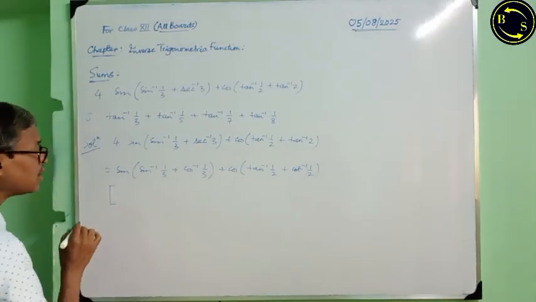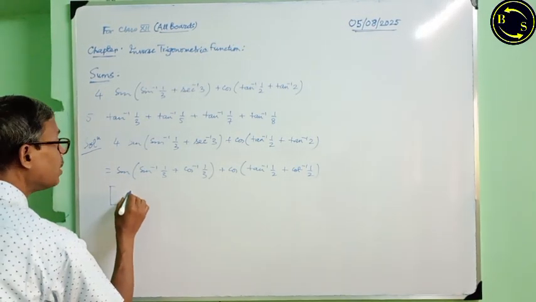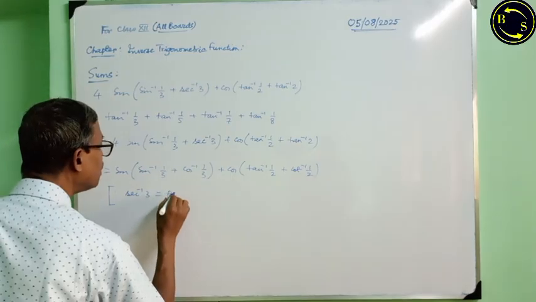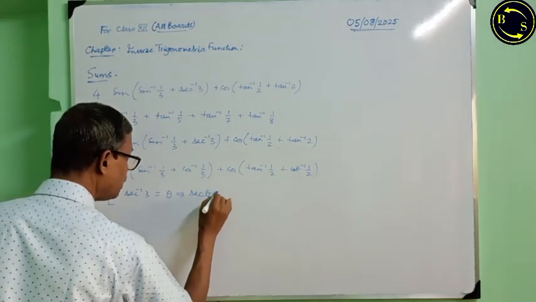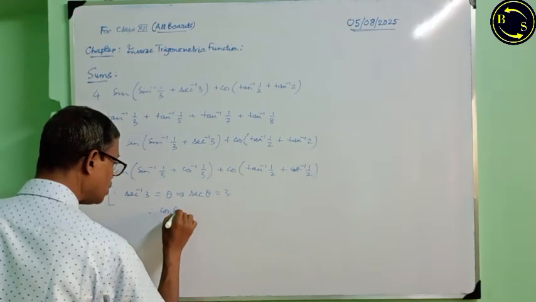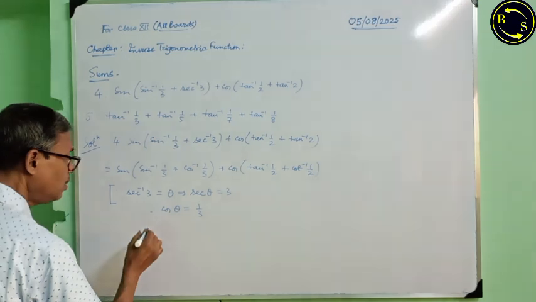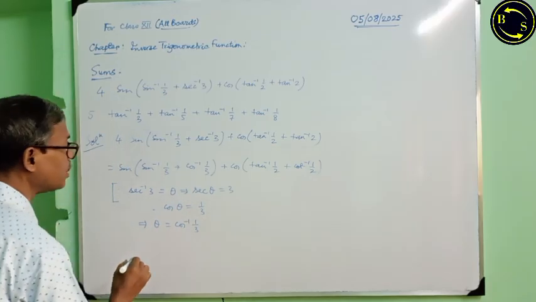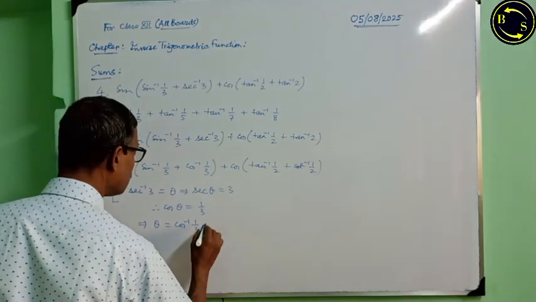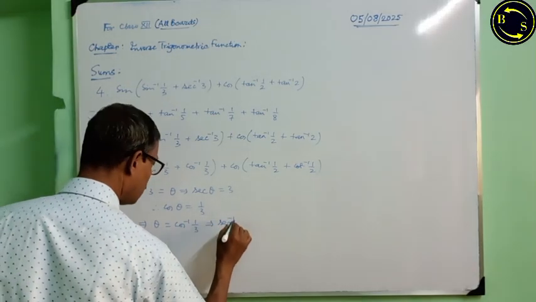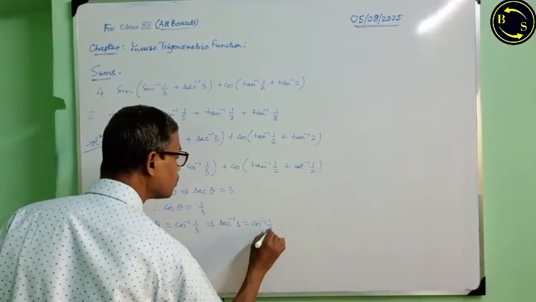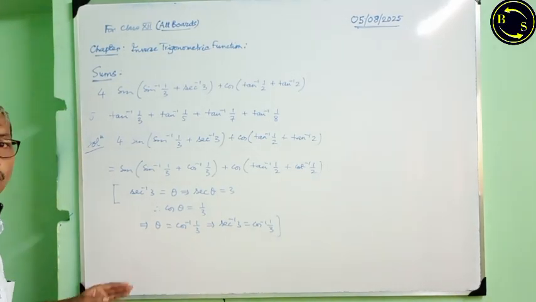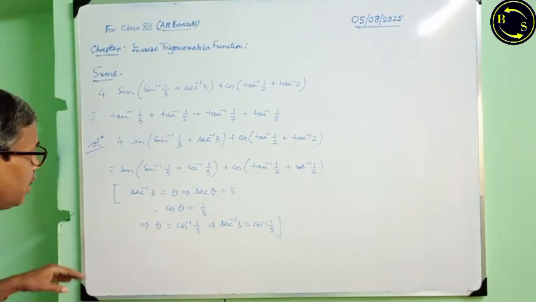You can write here the explanation. Since sec inverse 3 equal to say theta gives sec theta equal to 3, therefore cos theta equal to 1 by 3. From that we get theta equal to cos inverse 1 by 3. That is sec inverse 3 equal to cos inverse 1 by 3. While you practice, you show these steps like this. But already I have mentioned that this is not compulsory to show in case of examination.